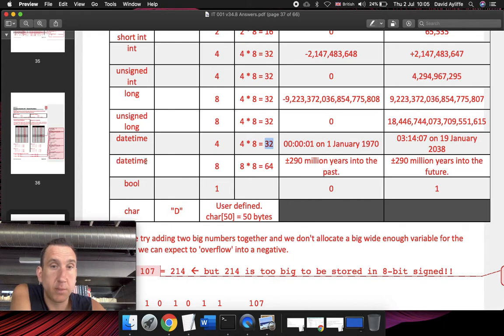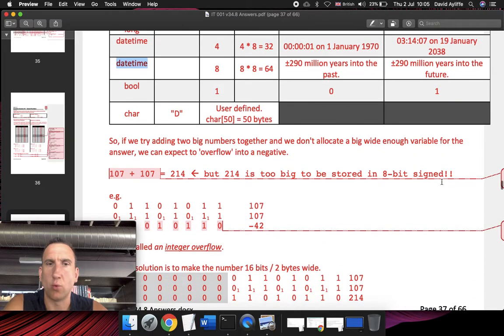Most systems have already moved to a 64-bit representation of date time values, which means we can store 290 million years in the past and 290 million years in the future. So using 64 bits for date time is necessary to avoid problems in 2038. Boolean is a binary value of 0 or 1.